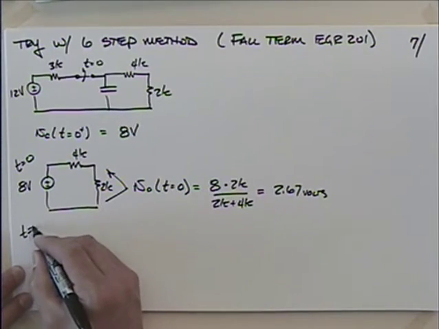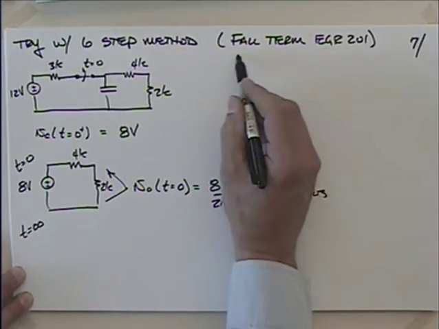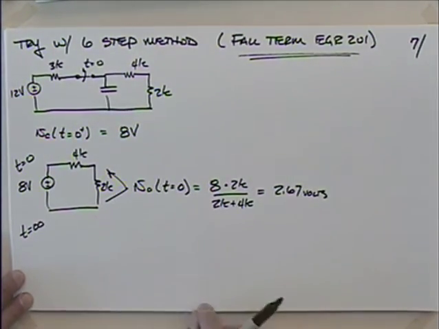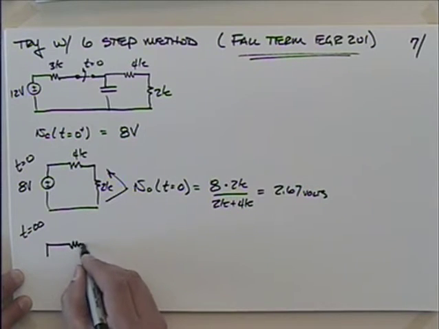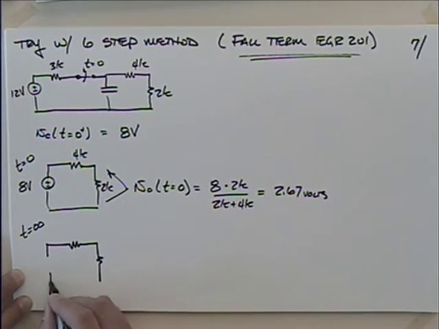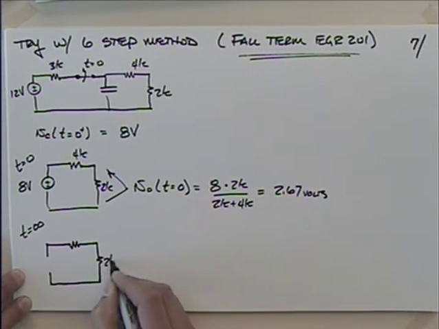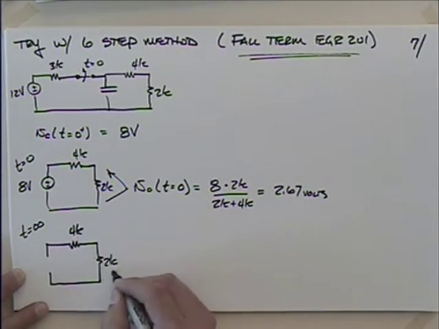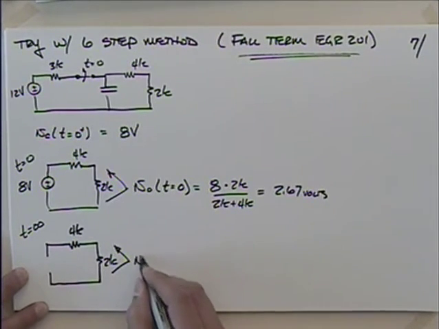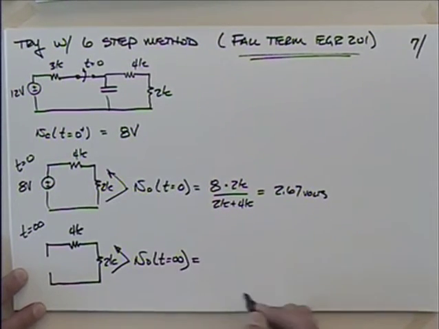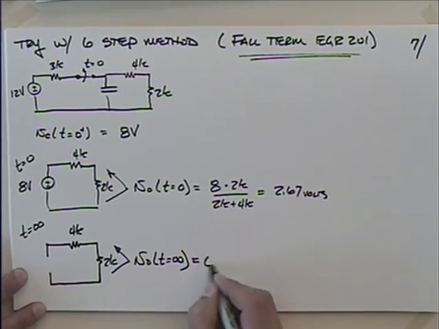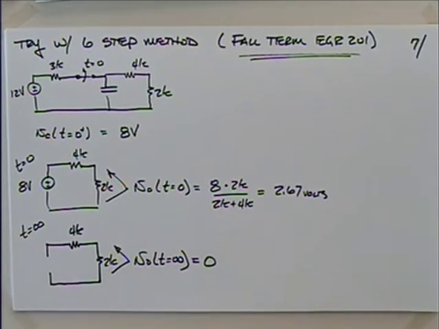Then we're looking at t equals infinity. Like I said, you go back to the chapter reading or your notes from fall term. And at t equals infinity, that capacitor looks open, doesn't it? So what's the voltage across here, V naught at t equals infinity? 0? Okay.